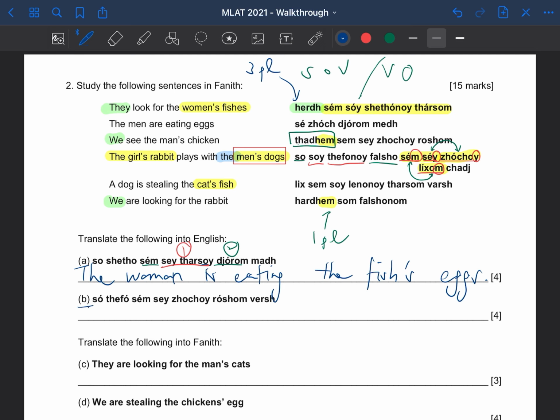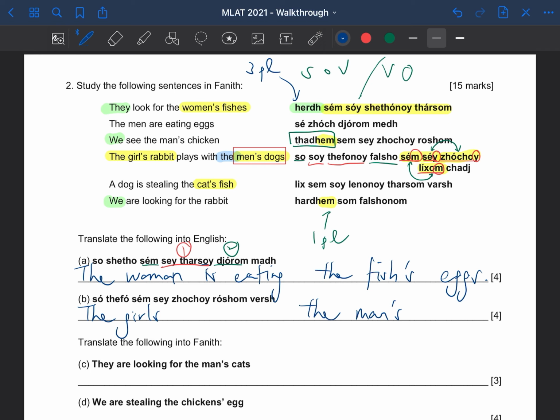So the and the was therefore. Therefore, which is the possessor of the subject. So the possessor is girl, so the girl. This time it's in plural because it has the accent. And Sam say Jochoi Roshon. Jochoi, remember, is the man. So the man. And what is Roshon? Roshon would be chicken, as we can see in this sentence.